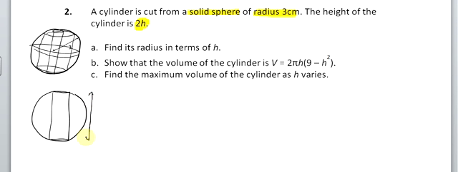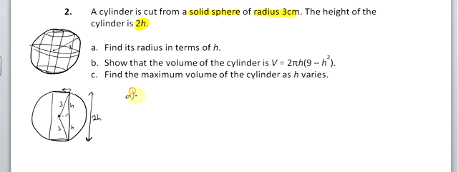The height of the cylinder is given as 2h, and we know that the distance from the center of the sphere to here will be 3, because that is the radius of the sphere. Now, if we put a little line in here, you can see we have two right-angled triangles, and each of these lengths here is going to be h, and there's a 2h there. And that length there is the radius of the cylinder, which is what we're after.